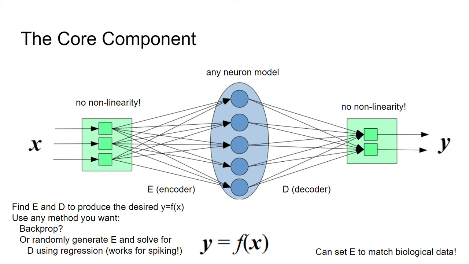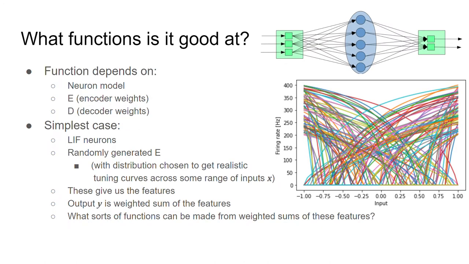Fine. So far, it's just that you can use a neural network to approximate functions, and we're just pointing out that you can simplify things a bit by getting rid of these nonlinearities, and you can use any neuron model you want in here. Fine, it's still just using a neural network as a function approximator. What are you going to do with that? Well, the first thing we can do is start talking about what functions such a neural network would be good at.